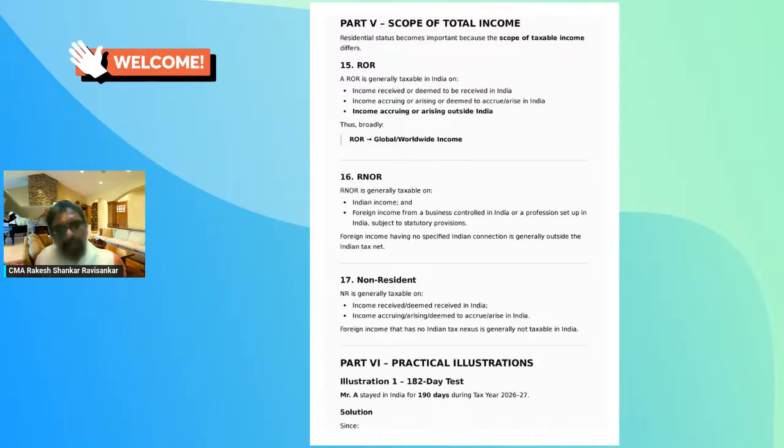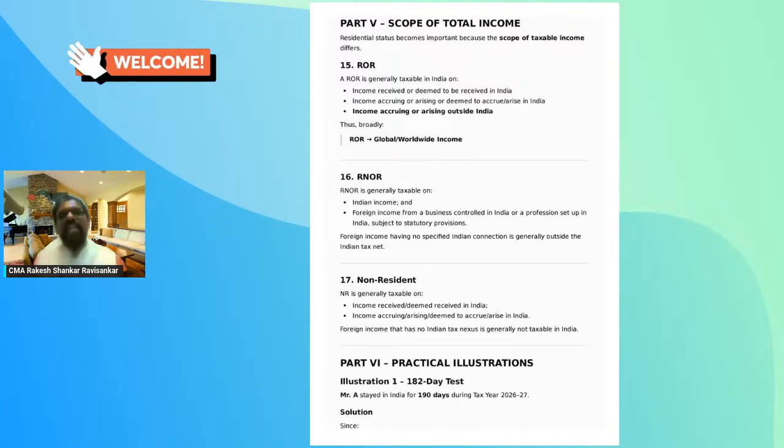A resident and not ordinary resident is generally taxable on the Indian income, and foreign income from a business which is controlled in India or a profession set up in India, subject to the statutory provisions. For a non-resident, income received or deemed to be received in India and income accruing or arising, or deemed to accrue or arise, in India becomes taxable. Which means a foreign income that has no nexus in India is not taxable in the hands of a non-resident in India. So let us look into the practical illustrations to understand the provisions better.